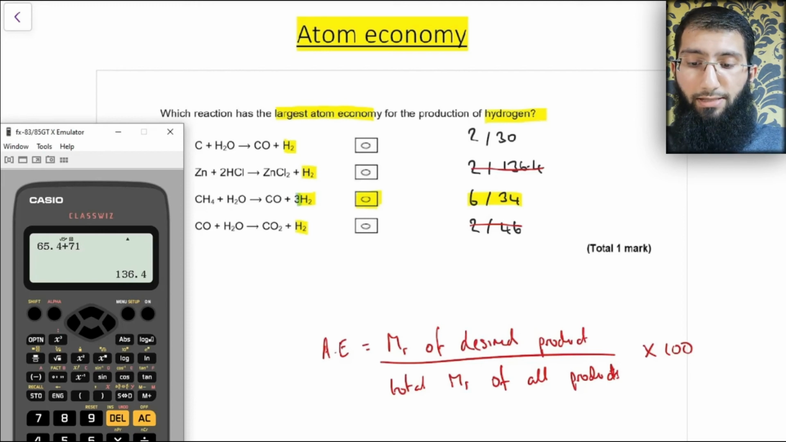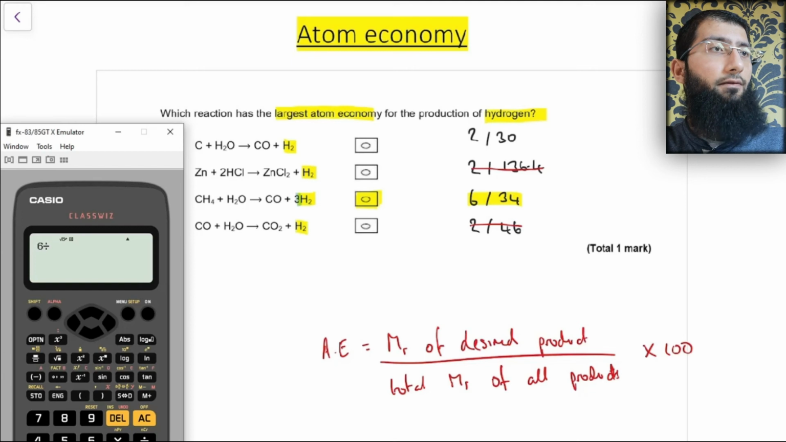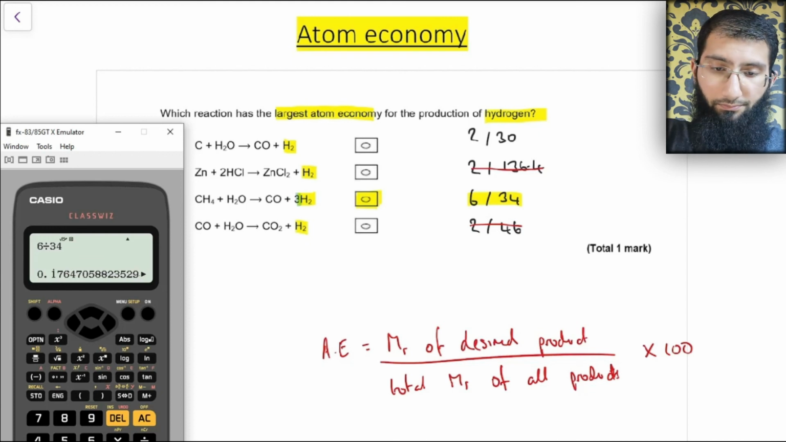If we were to do this, let's pop in a calculator. We're not being asked to do it, but let's confirm this is the case. So we've got 6 divided by 34. That gives us a value of 0.176.